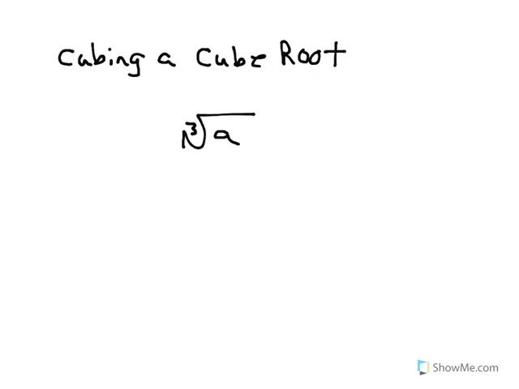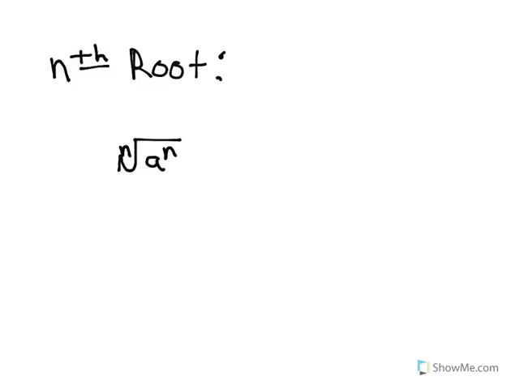Cubing a cube root. Same concept as squaring a square root. If we take a cube root of a and raise it to the third power, again it will equal the radicand a. That's the same as the cube canceling out the cube root. The nth root. Taking the nth root of an nth power, again, equals the radicand.